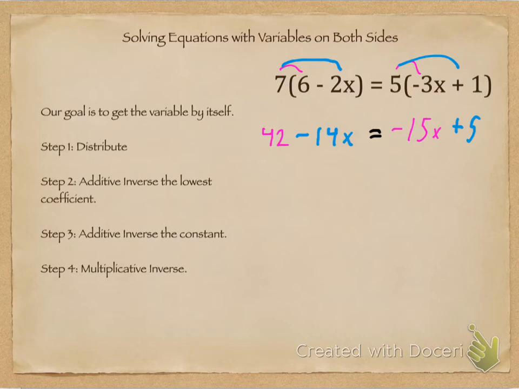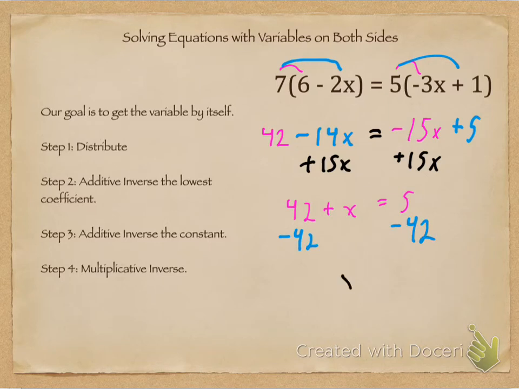Here we're going to focus again on the lowest coefficient. Be aware these are negatives, so the negative 15x is actually the lowest. It is furthest to the left on the number line, so that is what we're going to do the additive inverse of. Opposite of negative 15x is positive 15x. Bring down the rest of our equation. The negative 14x plus 15x became 1x. We're going to additive inverse, and we're left with our solution of x equals negative 37.